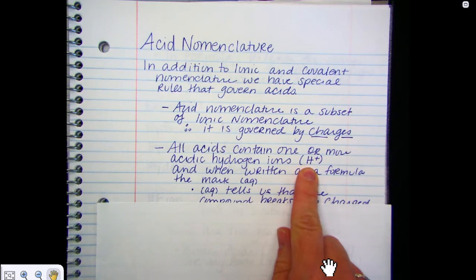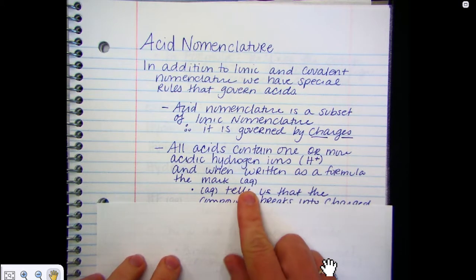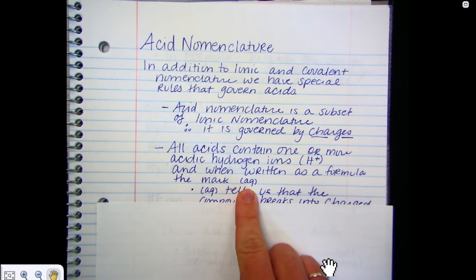So every acid that you come in contact with will have an H+. Remember that H+ is the same thing as saying an H+1. All of these are going to have a positive 1 charge, and it is the presence of the H+ that actually makes an acid. So when we are looking at a formula for an acid, it will always contain an H+, and it will also always be marked with the little parentheses AQ.